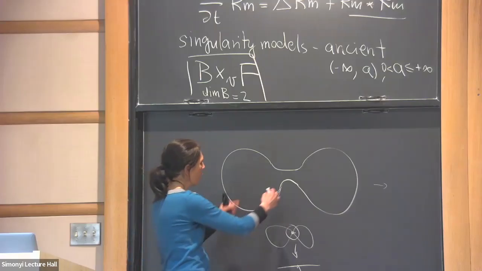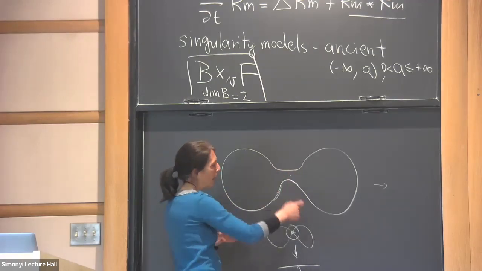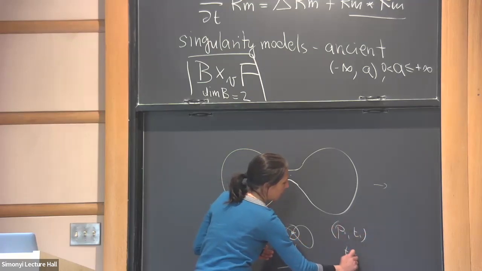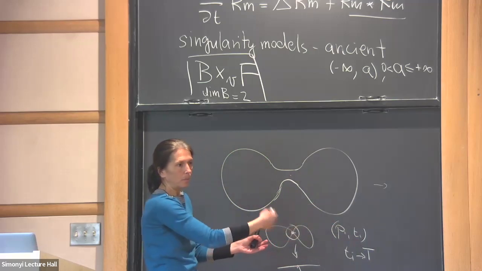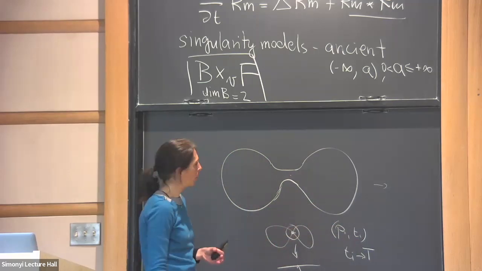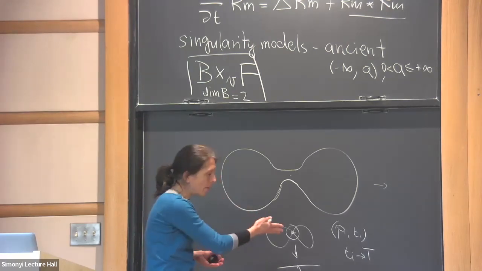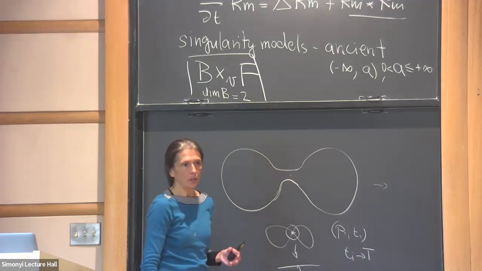And this is because now we can even take a sequence of points p_i, where t_i converges to capital T, and I can rescale around those points by any lambda_i going to plus infinity. And if every time the limit is this round cylinder, we call such a singularity non-degenerate.